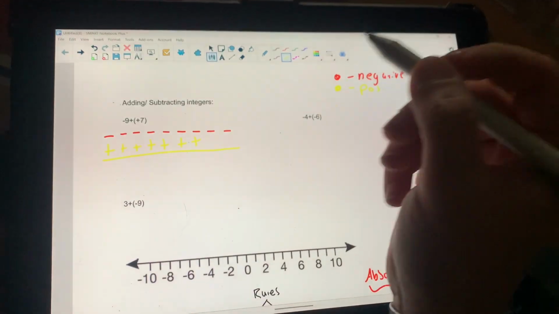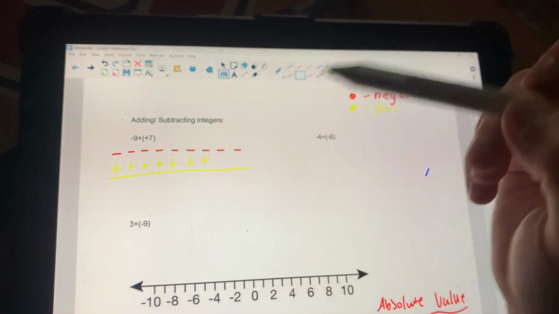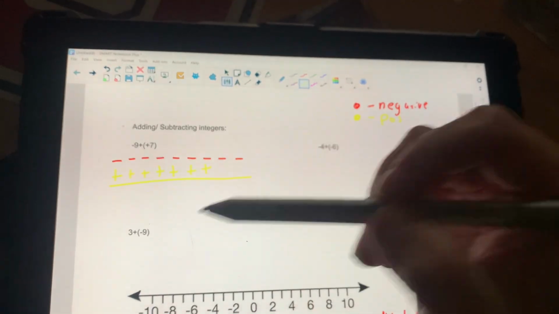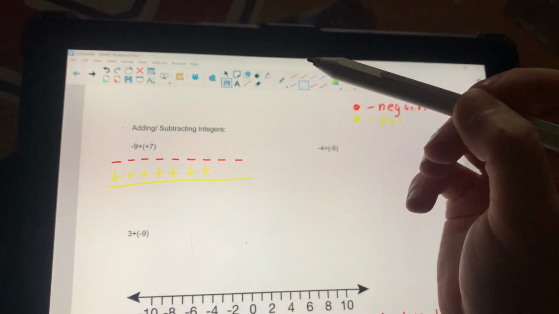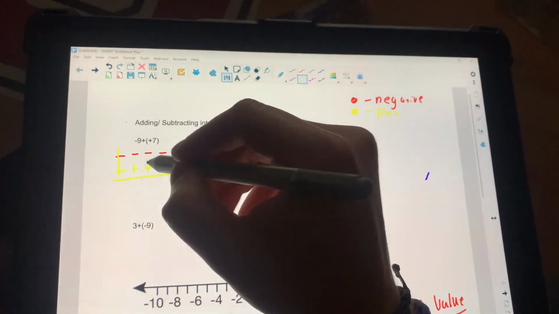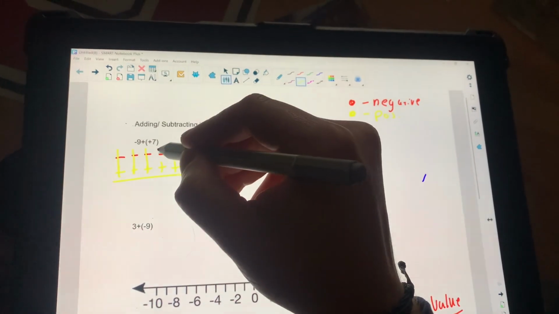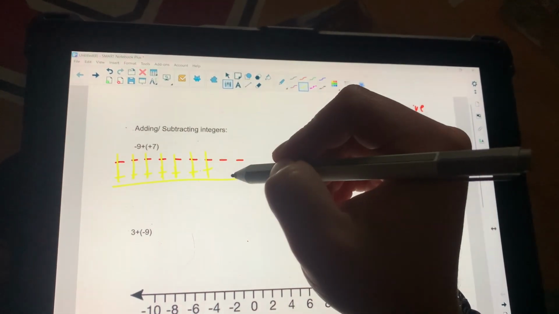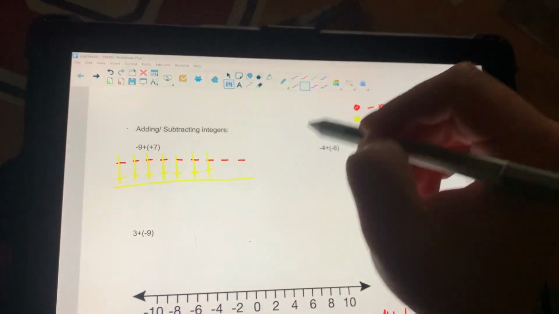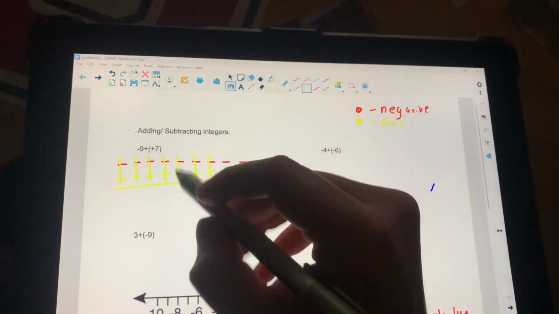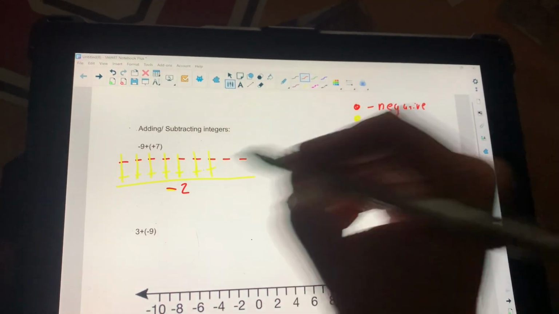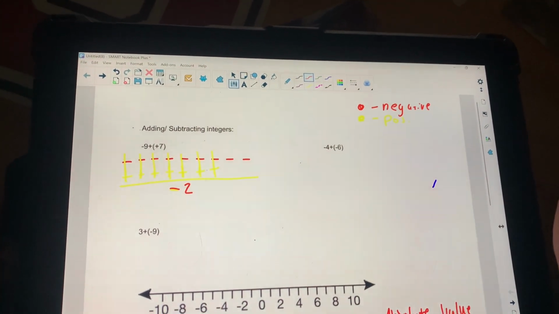Now to figure out our answer, we have to look at how many of these cancel out. A positive and a negative cancel out. It's like if you have 1 plus a -1, it equals 0. So this is a 0 pair, that's a 0 pair, 0 pair, 0 pair, 0 pair, 0 pair, and another 0 pair. What we have left is our answer. We have 2 negatives left, so our answer is -2. That's how we would do that with chips.